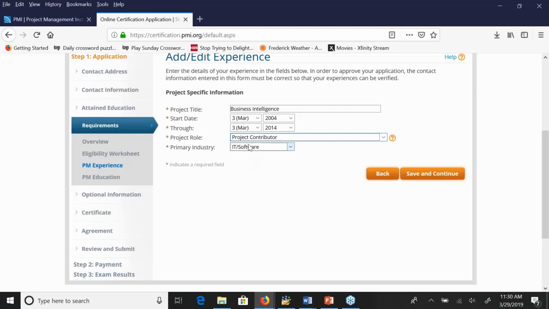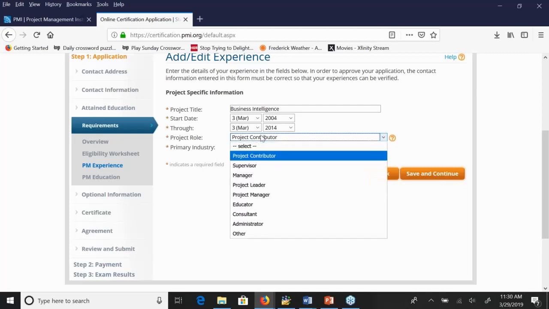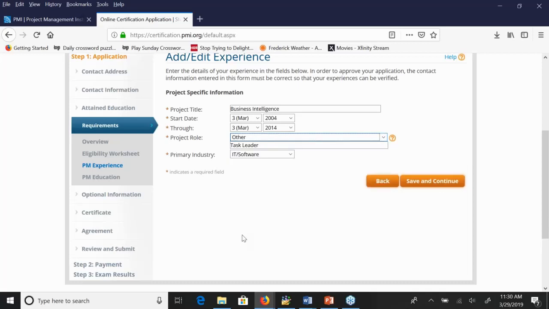Don't pick it. If you're feeling compelled to use project contributor as your selection, let me just stress to you, go here, other. Go to other and make up a title for yourself. Mine, the one I chose here was task lead, which smells an awful lot like project contributor. Shh. But the beauty of that is I didn't use that term.